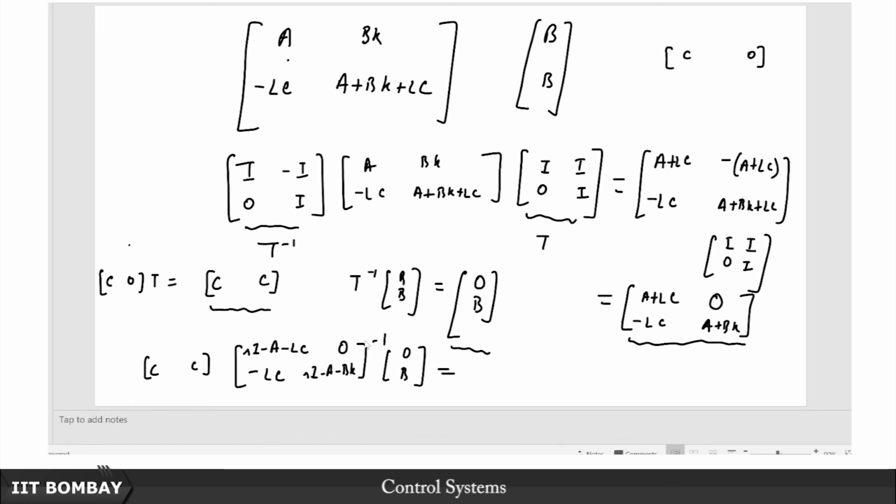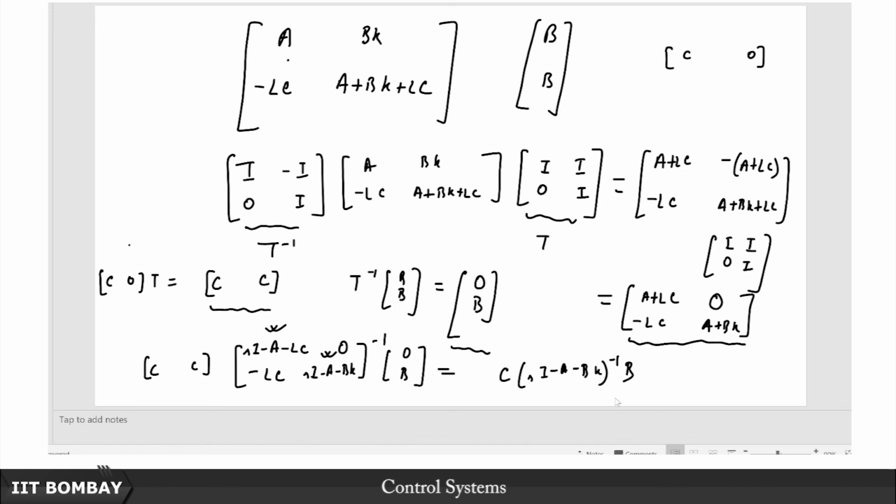It is not very trivial, but once you agree that the inverse of this is also block triangular, and, even more important, that the blocks sitting on the diagonal are the inverses of these individual entries, then if you post multiply by [0; B], you are basically picking out the second column only. The second column gives 0 and (sI - A - BK) inverse, and from the first one you just pick out C, C. This eventually leads to C (sI - A - BK) inverse B, which is exactly what we had claimed in our lecture today.